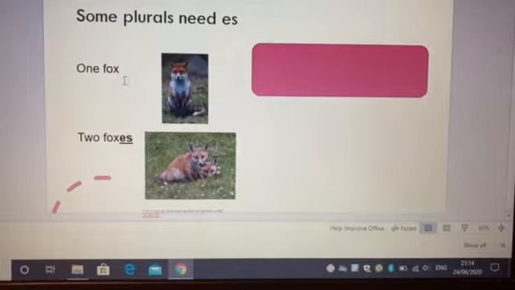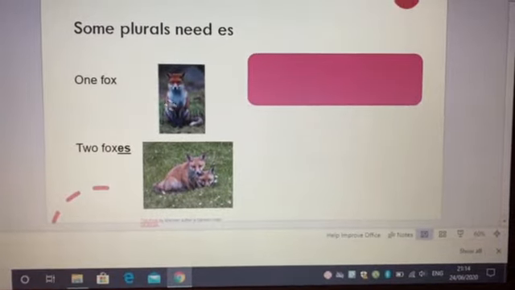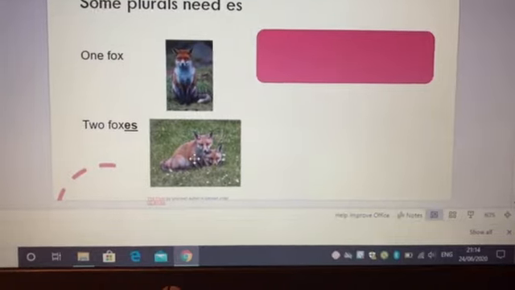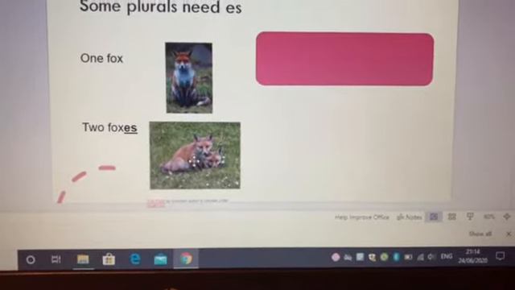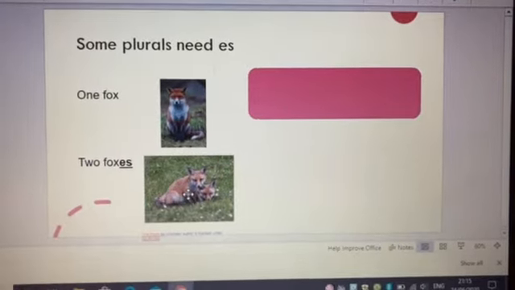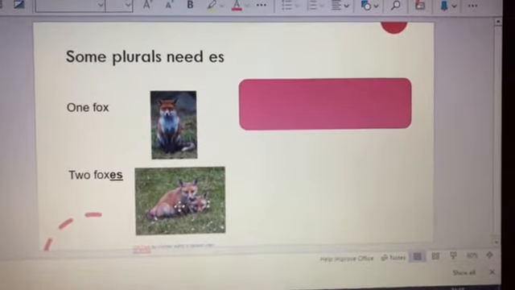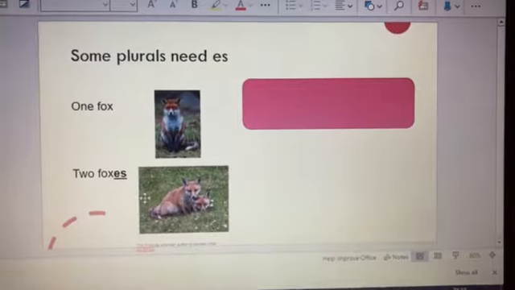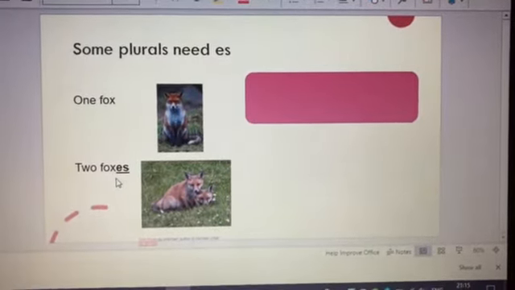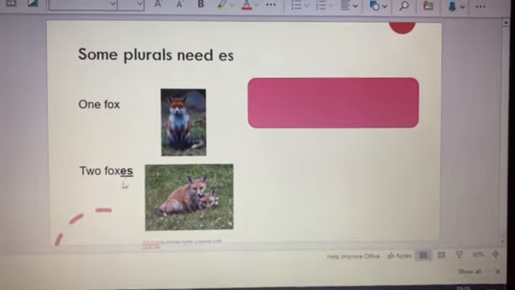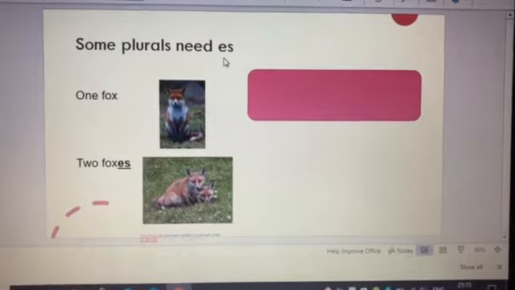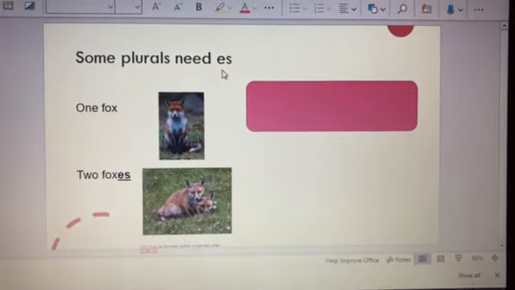So if we've got our fox, here's our singular fox, one fox. And then if I have two or more foxes, what do I have to add to make it a plural? Can you tell? Have a think, see if you can spot what we've added to the word fox to make foxes. Did you spot it? It is exactly as it says at the top. We need to add two letters to make the suffix ES.